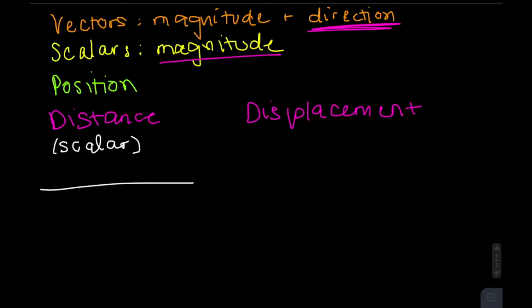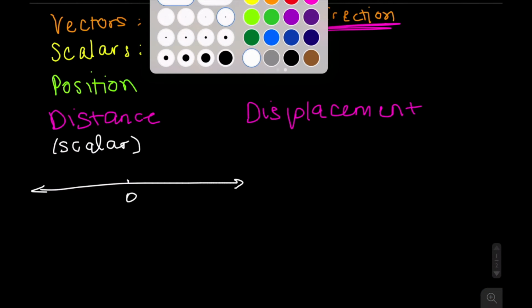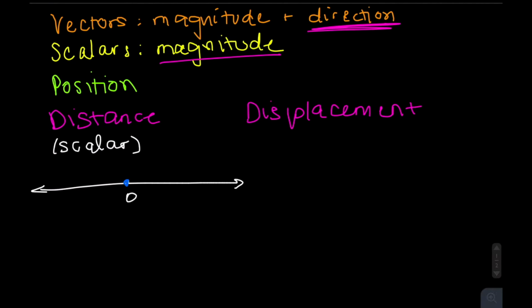So for example, let's say this is me and I'm at the 0 position. Let's say I'm blue, right? And I traveled to 4, right? And then I traveled to -4. That means my total distance that I covered was 8, right? 8 units.